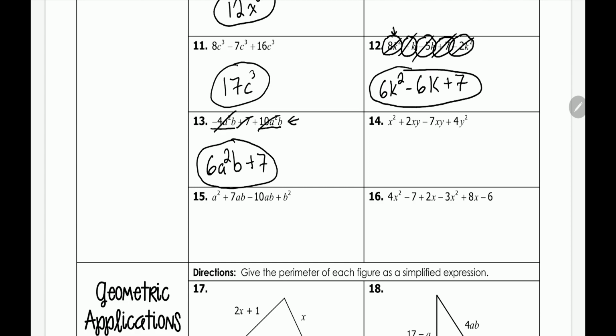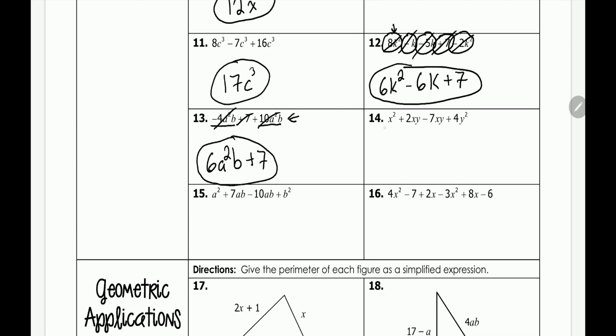So now let's look at number 14. We have x squared. Is there anything else that has an x squared? Well, no, there's not. So we can't combine like terms with x squared, so it's going to stay by itself. Alright, so we're done with this one. Moving on to the next term, we have 2xy. Do you see anything else in this problem that has an x and a y? Well, the thing that's right next to it, negative 7xy.